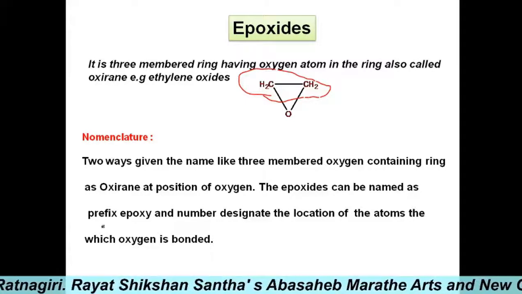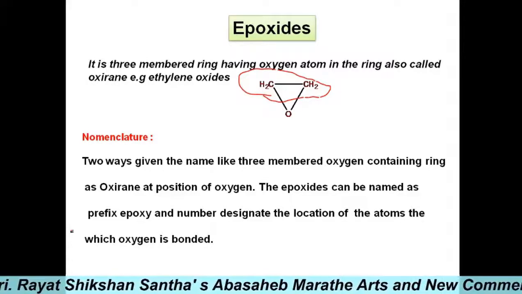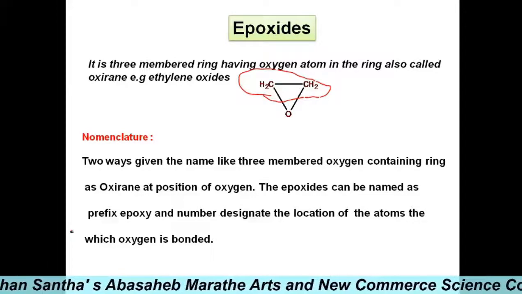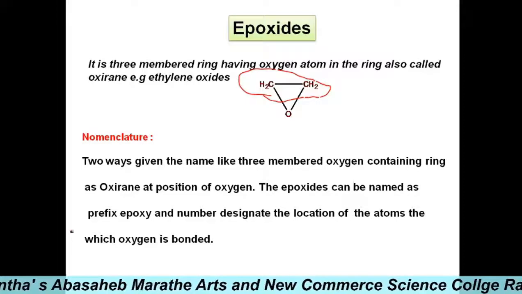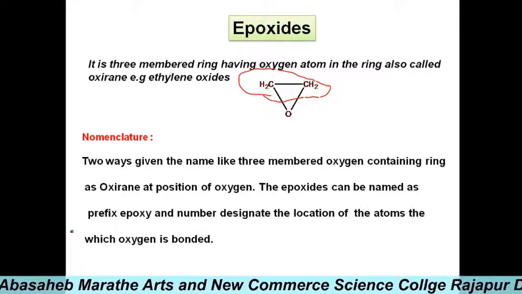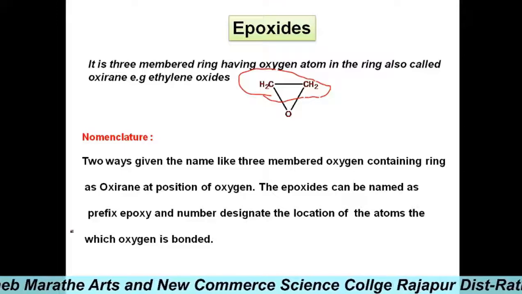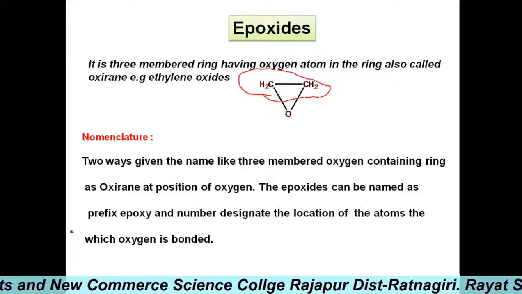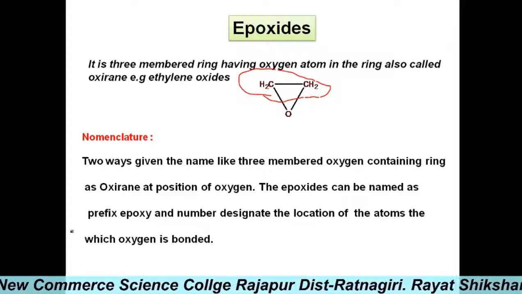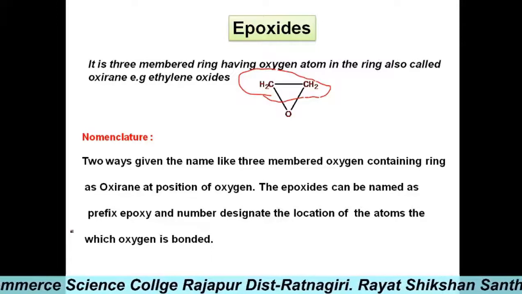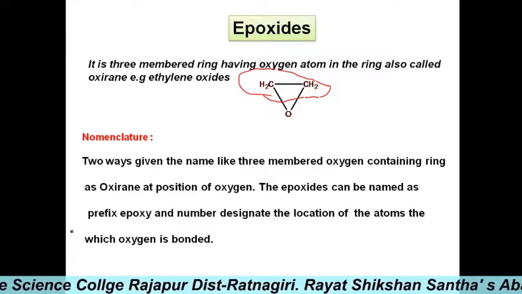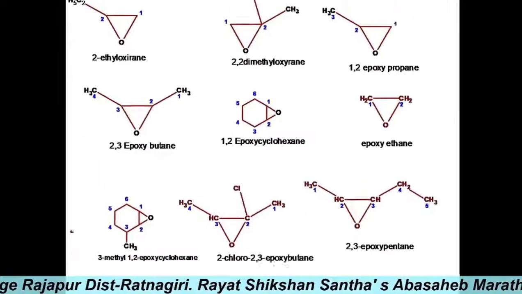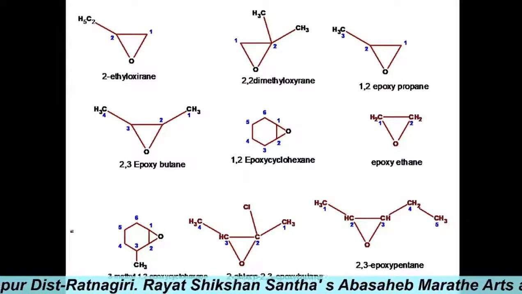According to one method, the three-membered oxygen-containing ring is called oxirane, with the oxygen at position 1. In the second way, we use the prefix epoxy. Two numbers designate the location of the atoms to which the oxygen is bonded. Now we will see some examples of how to give the IUPAC name correctly.